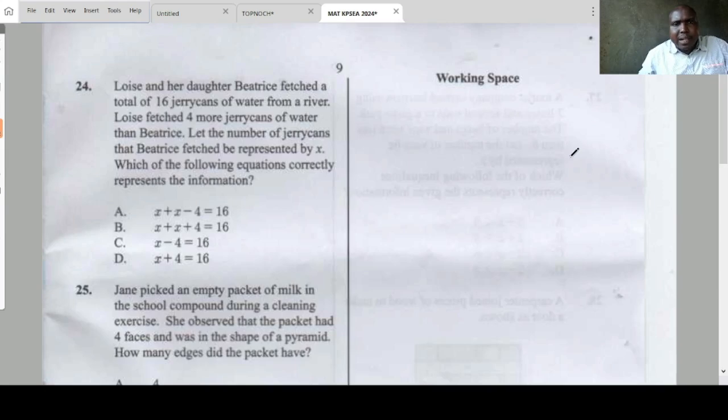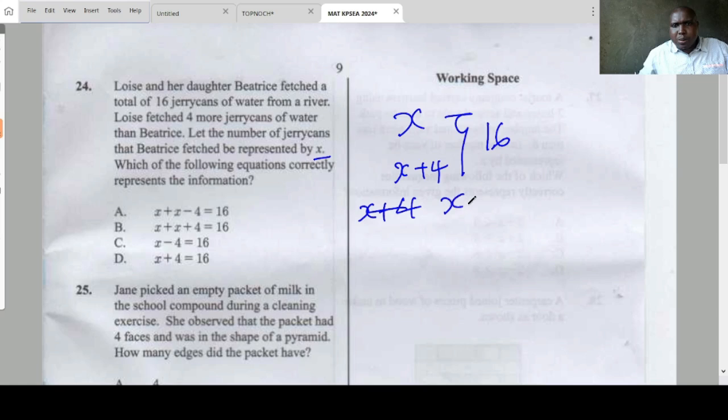Louis and Petries fetched a total of 16 jerrycans of water. Louis fetched 4 more jerrycans of water. Let the jerrycans of Petries be X. So that of Petries is X, and that of Louis is X plus 4. But the total is 16. Therefore, X plus X plus 4 equals 16. The equation is X plus X plus 4 equals 16.